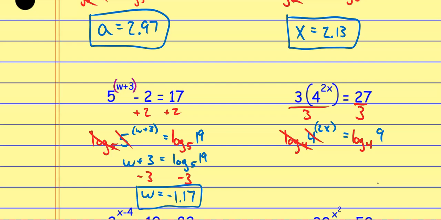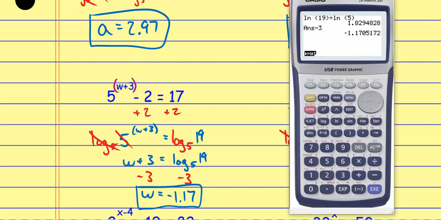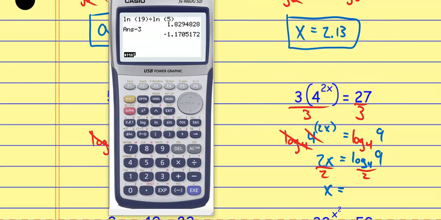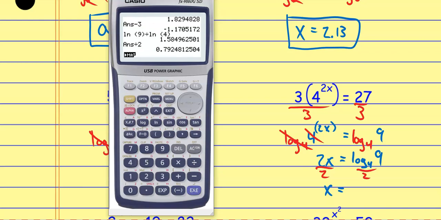Log base 4 and the 4 cancel, so I'm left with the 2x. And again, this one I'm just going to leave the way it is until I'm ready to punch it all into the calculator. And I'm going to divide by 2. So I end up with x equals, well, now it's time to plug it into my calculator. So here I go. Log base 4 of 9, that's the natural log of 9 divided by the natural log of 4. And then I have to divide all that by a 2. Okay? But notice by waiting until the end, I don't have to repunch anything into my calculator. I can do it all in one string of characters. So I get a 0.79.